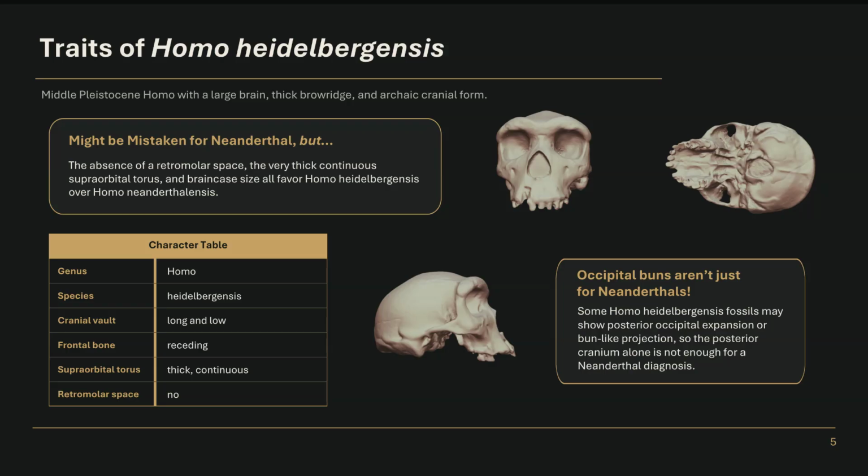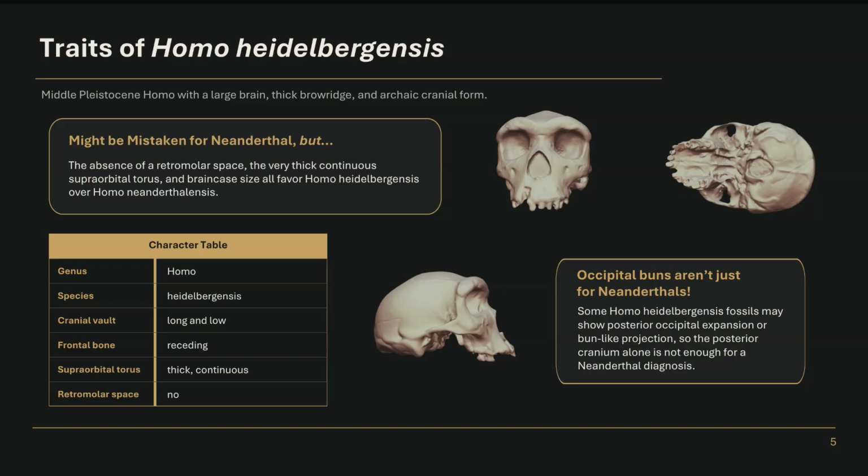Rightmire, 1998, treated Homo heidelbergensis as central to discussions of Middle Pleistocene human evolution, particularly in relation to later Neanderthal and modern human lineages. Some students struggle to differentiate heidelbergensis crania from neanderthalensis crania. Some Middle Pleistocene specimens attributed to heidelbergensis may show posterior occipital expansion or an occipital bun-like projection, a trait commonly associated with Neanderthals. Heidelbergensis has a distinct craniofacial pattern, including the absence of a Neanderthal-like retromolar space, the thickness of the brow ridge, the overall vault shape, and the degree of facial specialization.